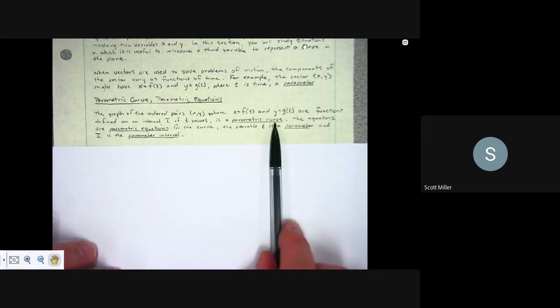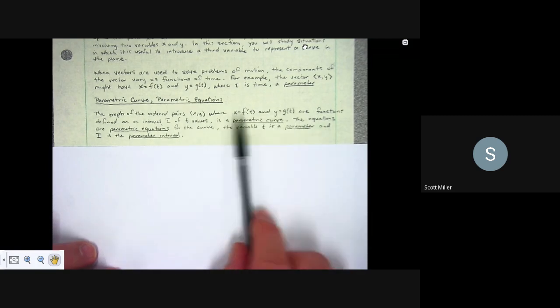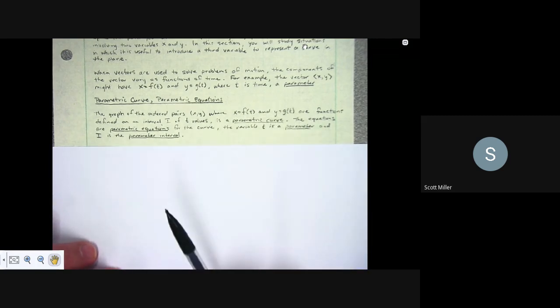The graph of the ordered pairs xy, where x and y are these equations based off of t, are functions defined on an interval of t values. This is a parametric curve. The equations are called parametric equations for the curve. The variable t is called a parameter, and I is called a parameter interval, the interval for which t is defined. Sometimes that can be the entire number line, all the real numbers, and sometimes it might be just a small set of them. So we're going to look at how to graph these things.